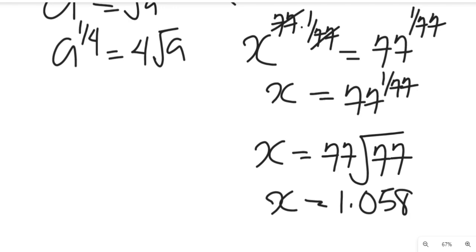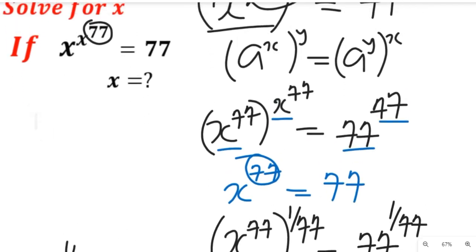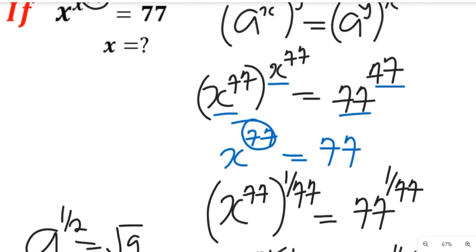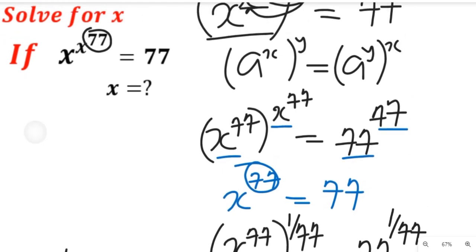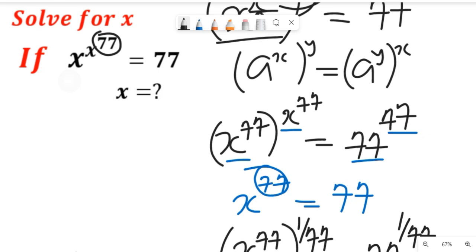Now I want to give you a little task. Come up here and substitute the value of x equal to 1.058 on the left hand side and see if you can get 77 on the right hand side.